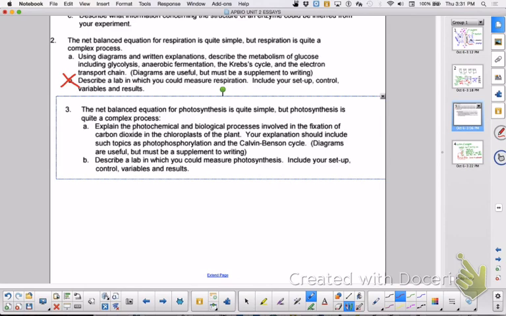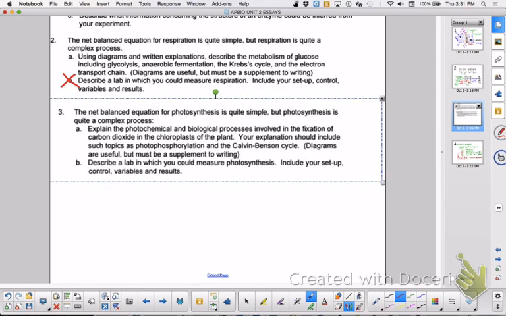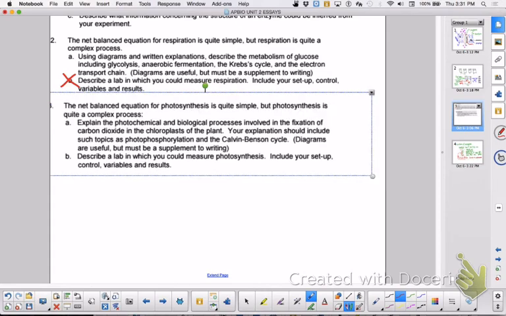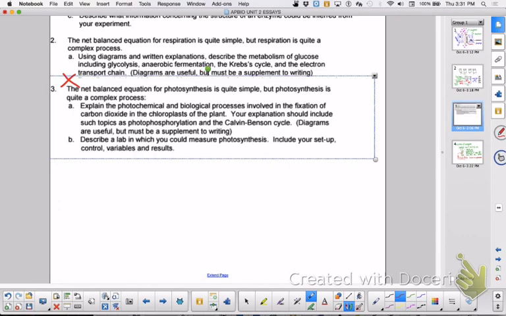Okay, the net balanced equation for photosynthesis is quite simple, but photosynthesis is quite a complex process. So would I expect you once again to be able to tell me the equation for photosynthesis? Yes. Okay, and basically you're going to do the light dependent and the light independent reaction. Then this part, describe a lab in which you can measure photosynthesis, include your setup, control variables, and result. Did we do a lab where we measured photosynthesis? Yes, right at the very beginning. What did we use? Oh, the leaf disc. You hole punched out spinach leaf discs.